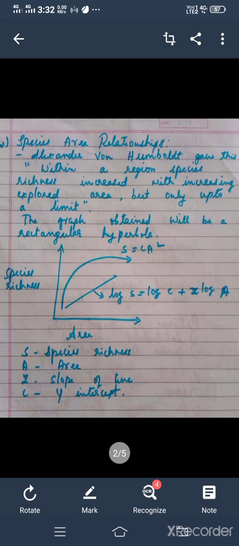We know that when the area goes on increasing, species richness also goes on increasing. But how much? If we go on increasing the area, the species richness cannot go on increasing. It increases only up to a certain level and then it stops or becomes stagnant. It was explained by the equation log S = log C + Z log A. S is species richness, A is area, Z is the slope of the line, C is the y-intercept. This is the species area relationship, and this is an important question. Every year it will be asked for 3 marks.